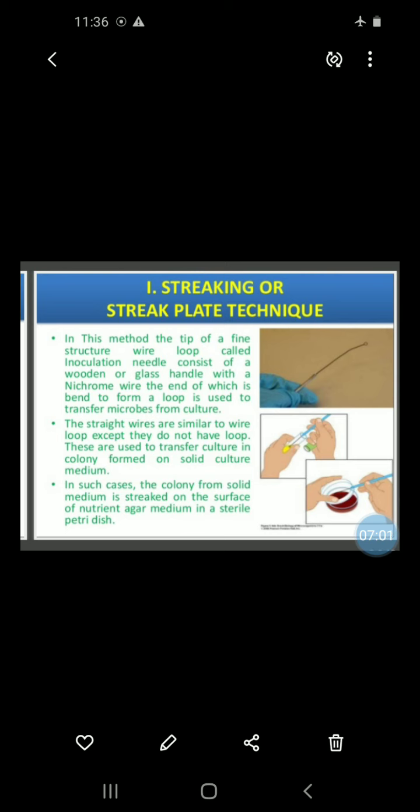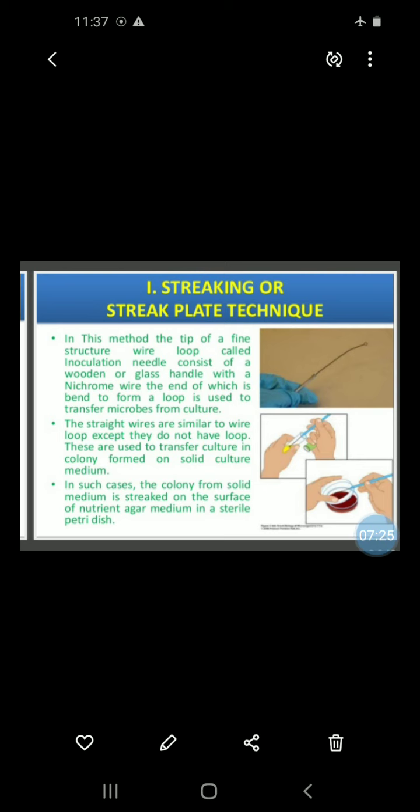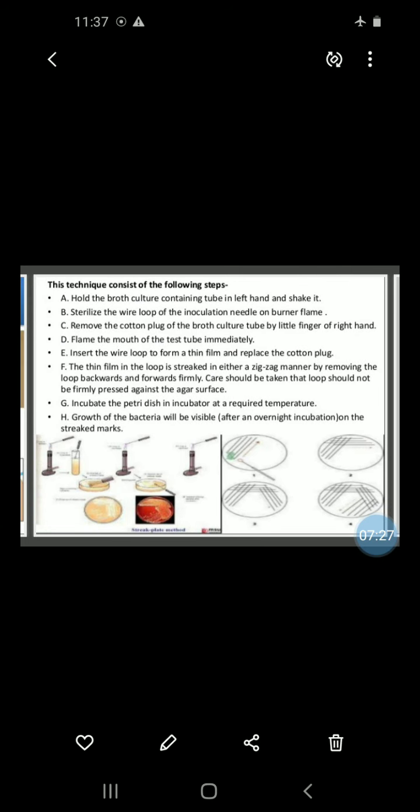Then the straight wires are similar to wire loops except they do not have a loop. These are used to transfer the culture or colony from solid culture. Here we can see the nichrome wire loop. In such cases the colonies from solid medium are streaked on the surface of nutrient agar medium in a sterile petri dish or petri plate. This technique consists of the following steps.